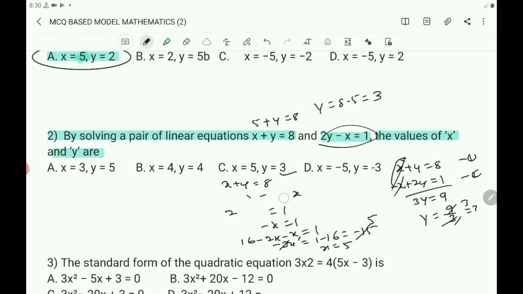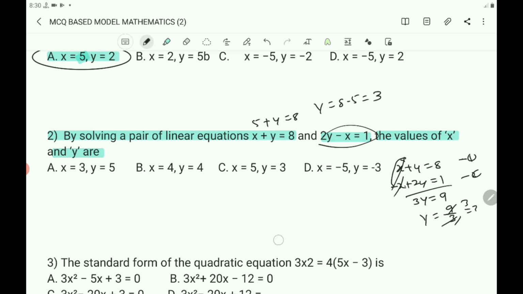You can use any method to find the values. So here option C is the answer. x equals 5, y equals 3. So option C is the answer.